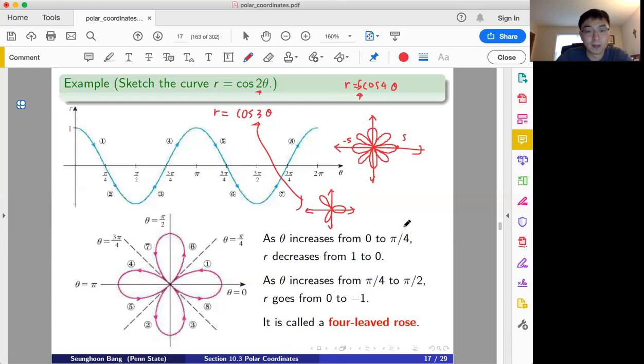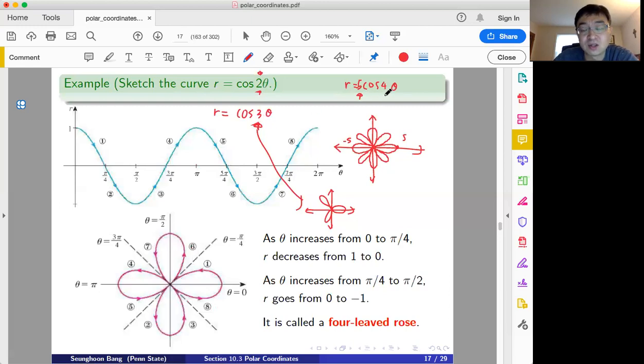This is always true. When the coefficient of theta is an even number, the number of leaves is twice that number. What if the number is odd? Exactly the same. Cosine 3 theta, we have 3 leaves. Cosine 5 theta, we have 5 leaves.